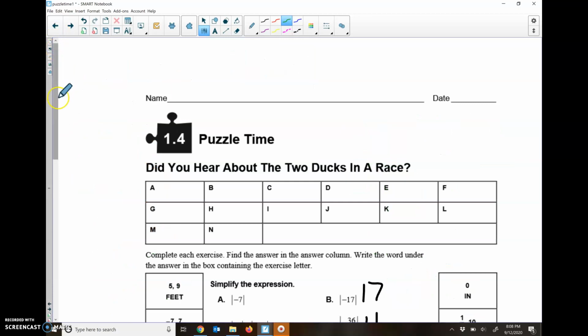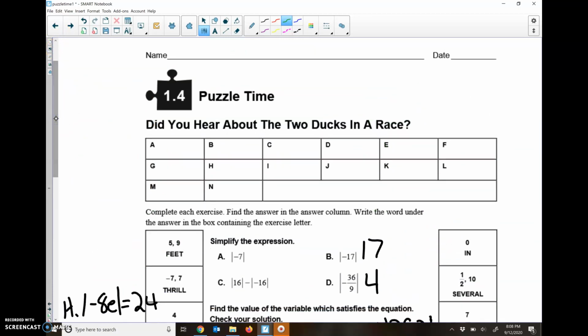Okay, this one has a lot to write in there, so I'll just read it out loud. So did you hear about the two ducks in a race? It resulted in the thrill of victory and the agony of several webbed feet. Get it? Instead of several defeats, it was webbed feet because they're ducks.